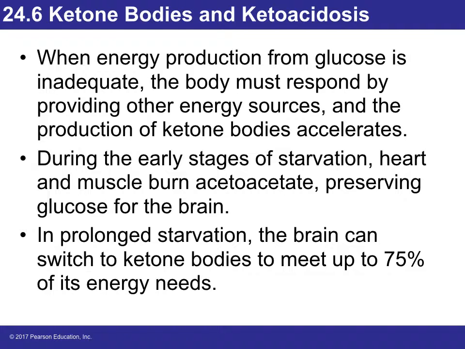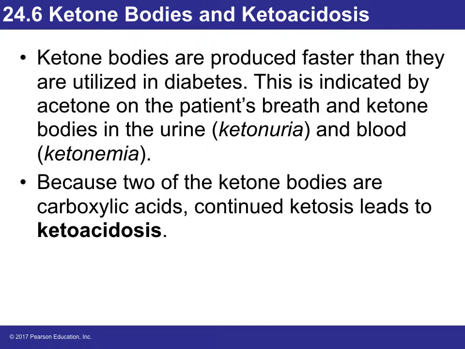So 75%, that's 3/4. Now, those ketone bodies are produced faster than they are utilized in people who have diabetes. And characteristic, acetone in the patient's breath and ketone bodies in the urine. That's what we call ketonuria. And in blood, ketonemia. Because 2 of the ketone bodies are carboxylic acids, continued ketosis leads to ketoacidosis, meaning that you're dropping the pH of the blood.